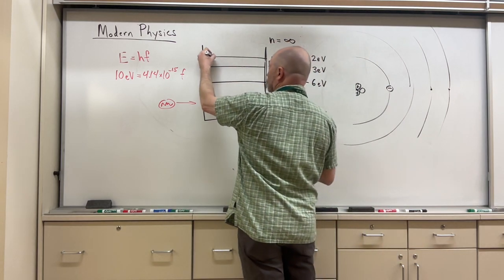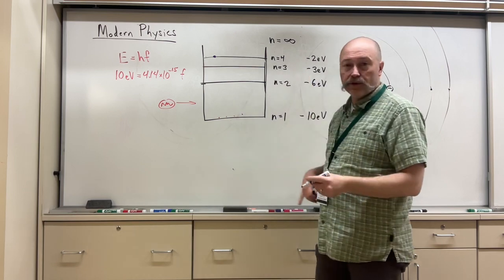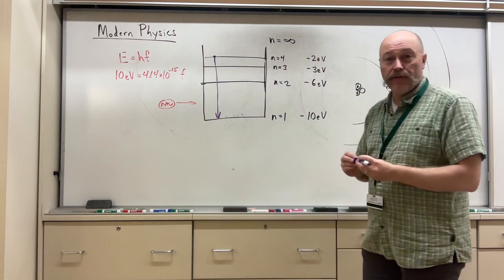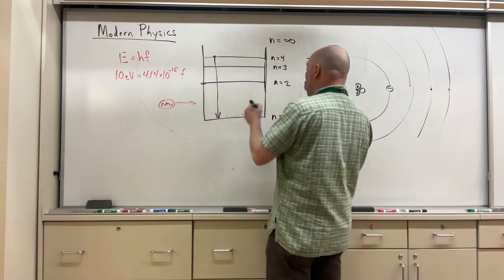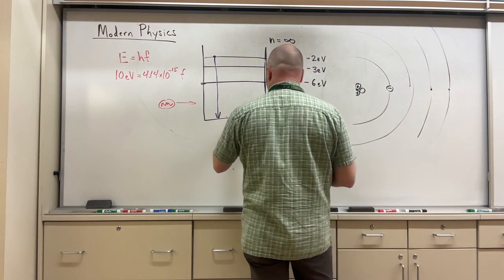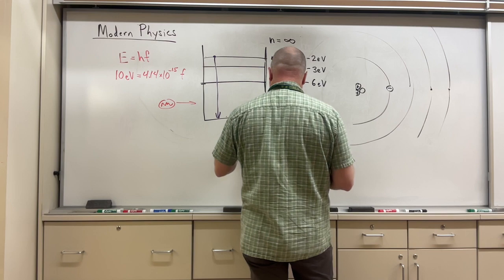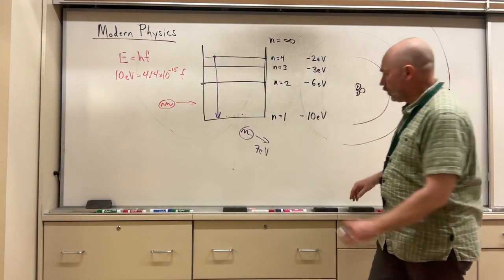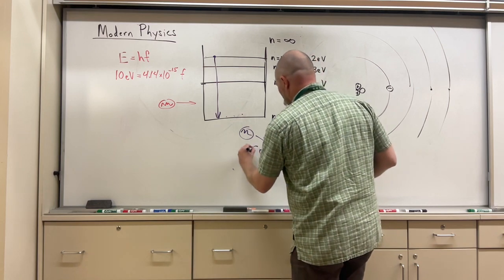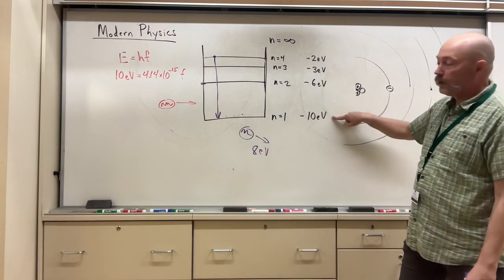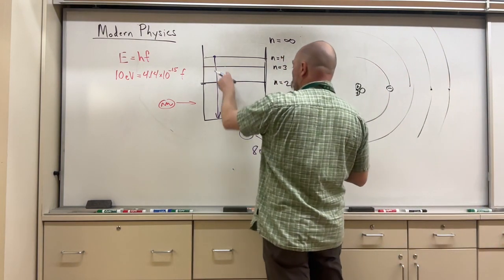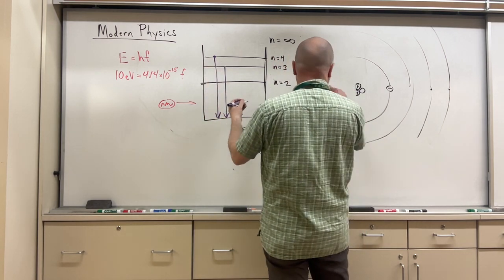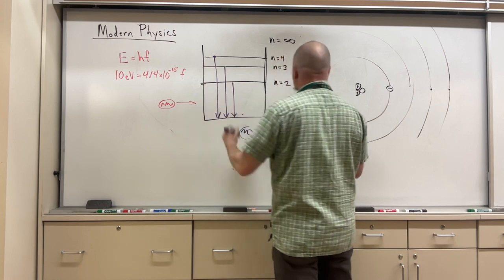So if I have an electron that's hanging out in n equals 4, it could fall all the way down. If it fell all the way down, you would have a photon shooting off that has 7 eV for that one, okay? Because that would be 8 eV, okay? Because it's going from there to there. If it goes from here to here, that would be 7 eV. If it goes from here to here, that would be 4 eV.